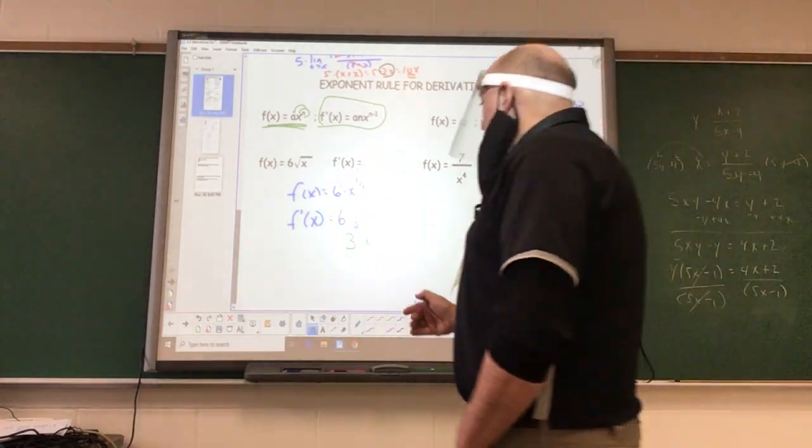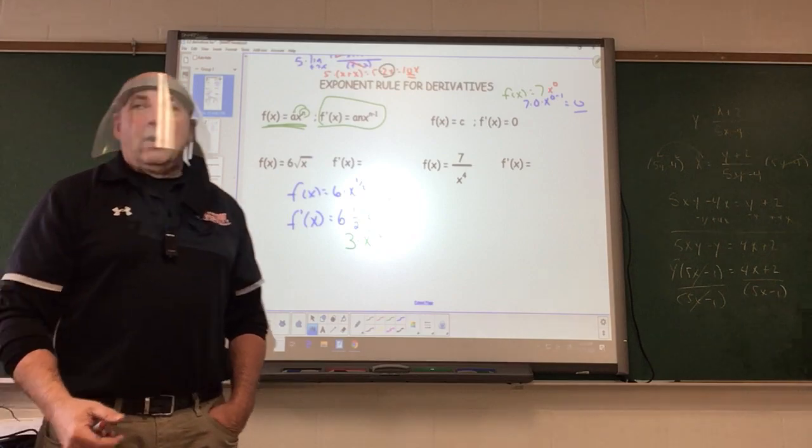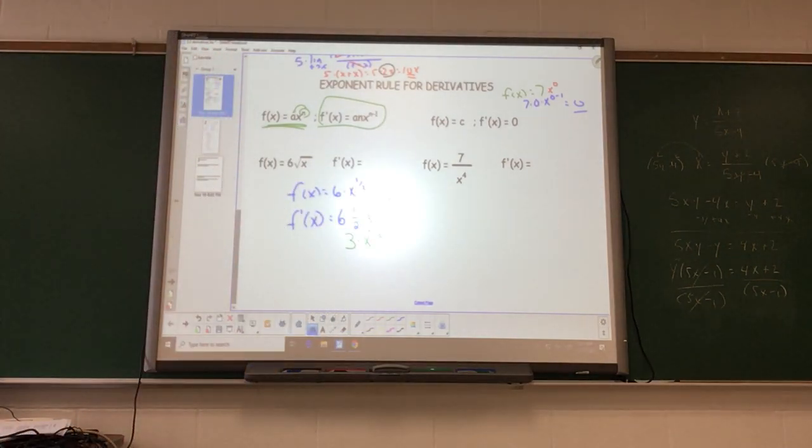Well, if I take a look, I have a negative exponent there. What does the negative exponent tell us we have to do? Where does it go when it's a negative exponent? We have a negative exponent. Where does it go?